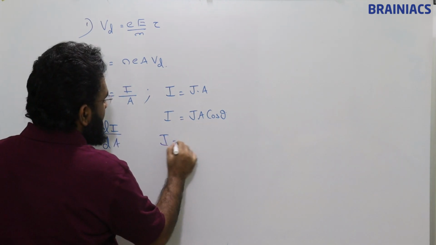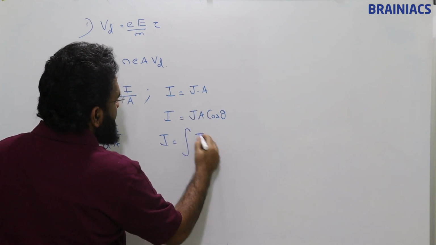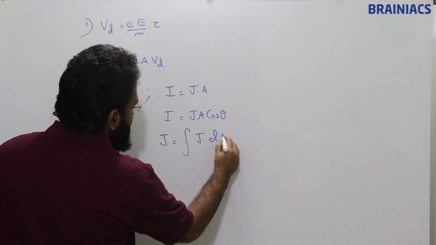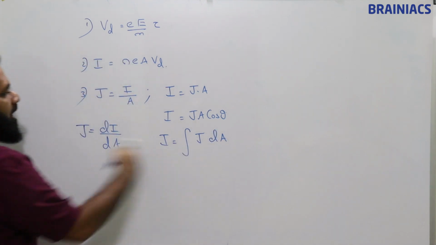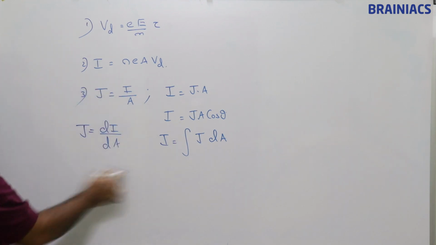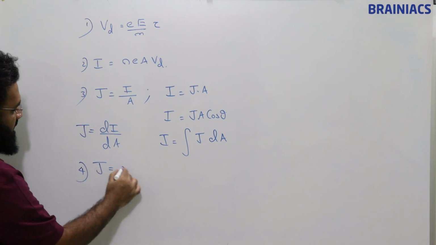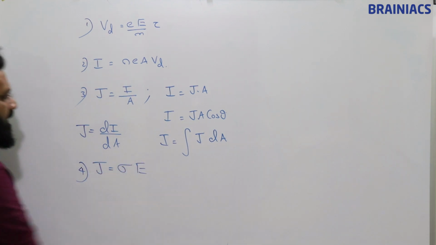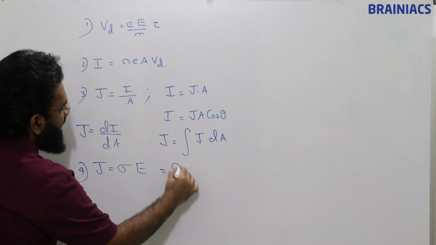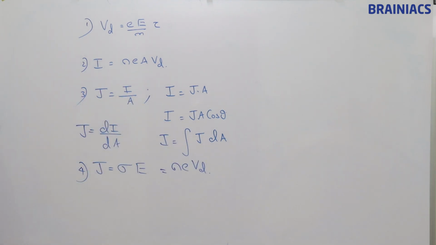If we need to find current from a varying area, then we will have to integrate J dA. These many things we have seen. Another is current density J is equal to sigma E. Another formula is J equals nevd, just avoid the A.